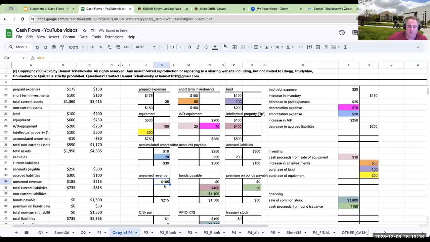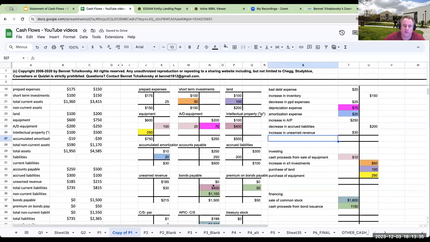Unearned revenue went from 185 to 215, or an increase of 30. I do the opposite to cash over here. This is going to be an increase in unearned revenue.